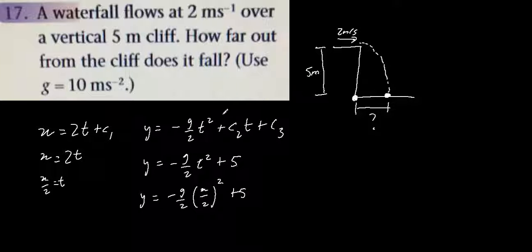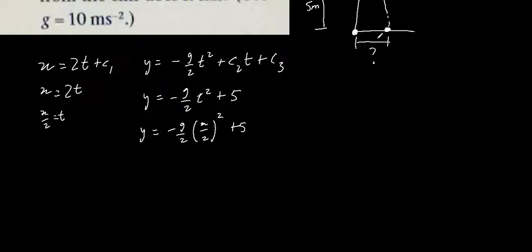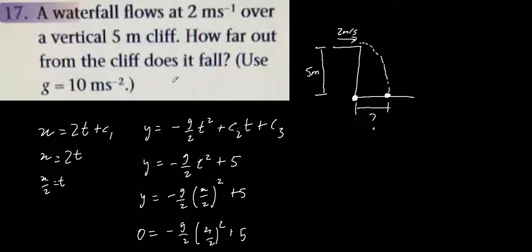Okay, that's a cool equation. But what am I asking? What do I need to know? When it falls, how far from the cliff does it fall? Okay, so that is when y is equal to 0. What is x? So this is now a simple quadratic question. 0 is equal to minus g on 2, x on 2 squared, plus 5. A very interesting quirk that you can work with here is that if g is equal to 10, g on 2 is just 5.